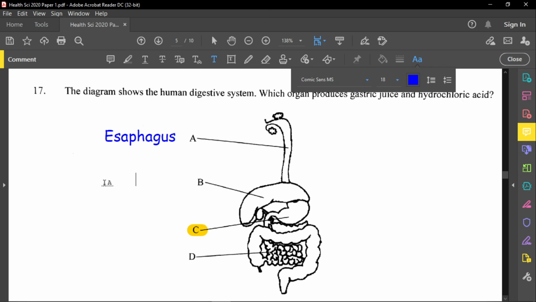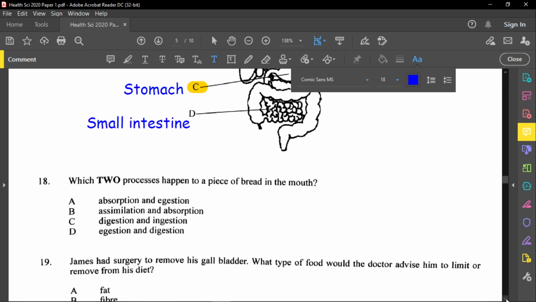All right, and B is the liver. And as we mentioned, C is the stomach, and the stomach contains hydrochloric acid. And D is the small intestine. All right, so great. Now jump on to question number 18.